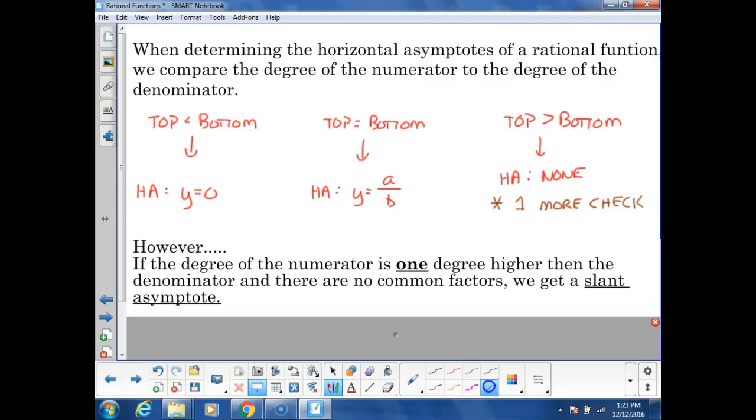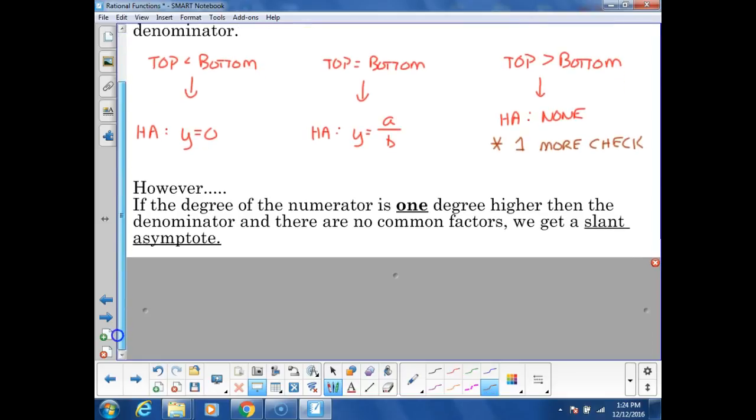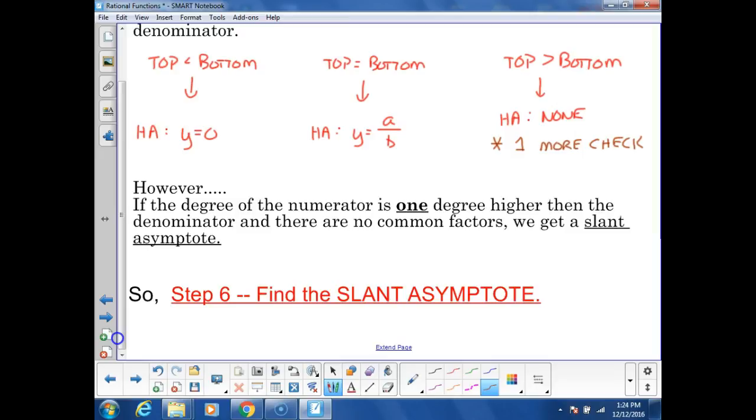So, now, that leads us with step number 6, the last step. Step number 6 is we need to find that slant asymptote. But that slant asymptote is only going to happen in this top is greater than the bottom by 1 case. If it's by 2, it's a parabolic asymptote or a quadratic asymptote.